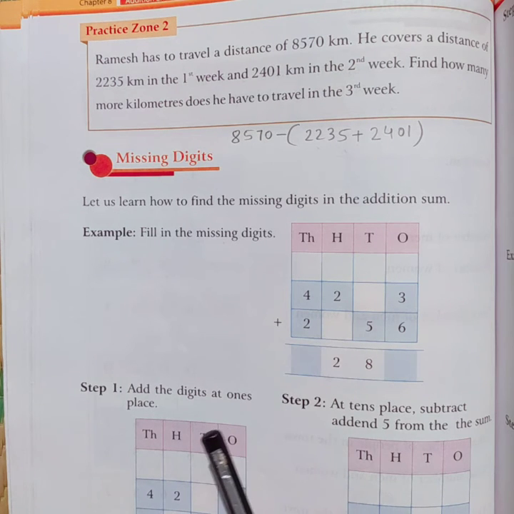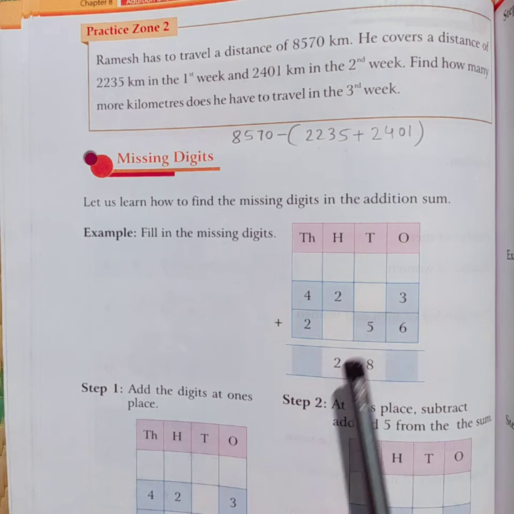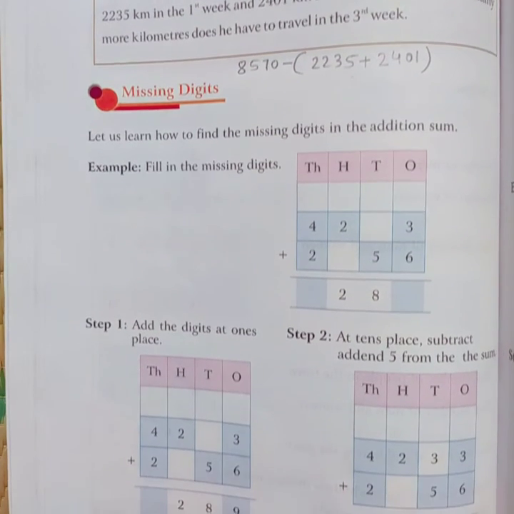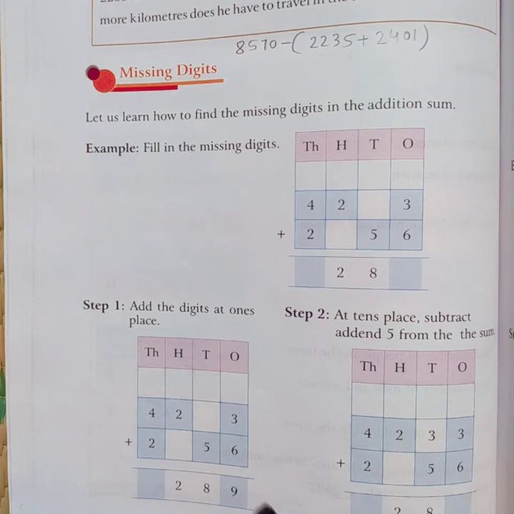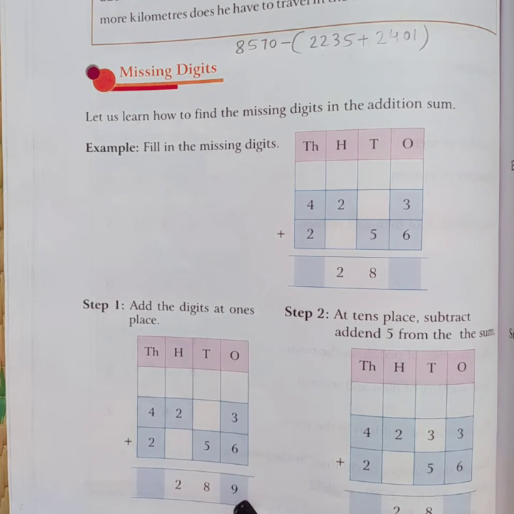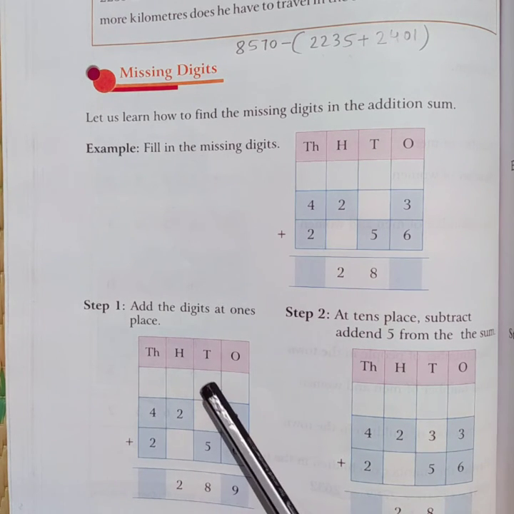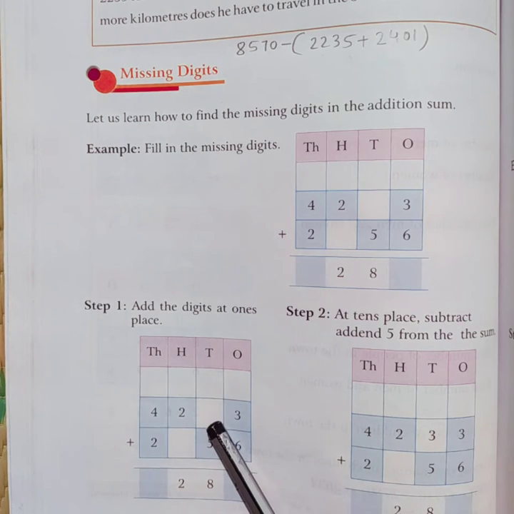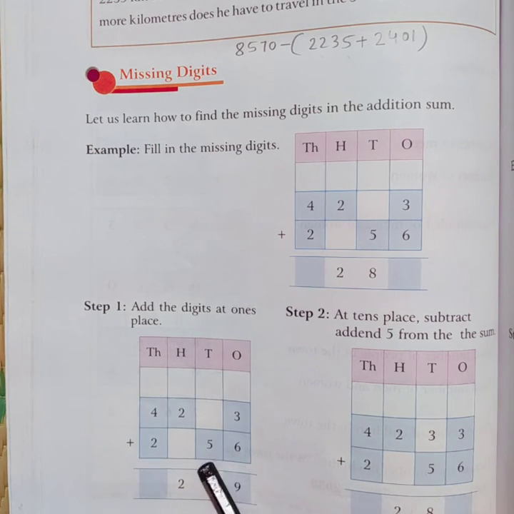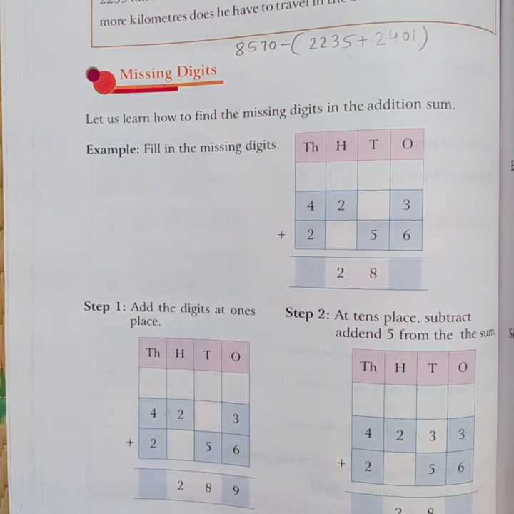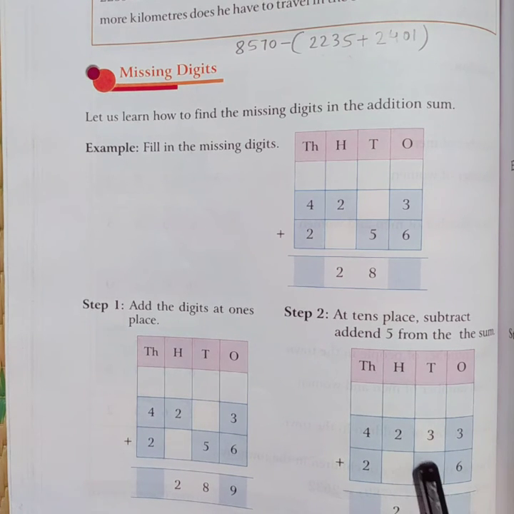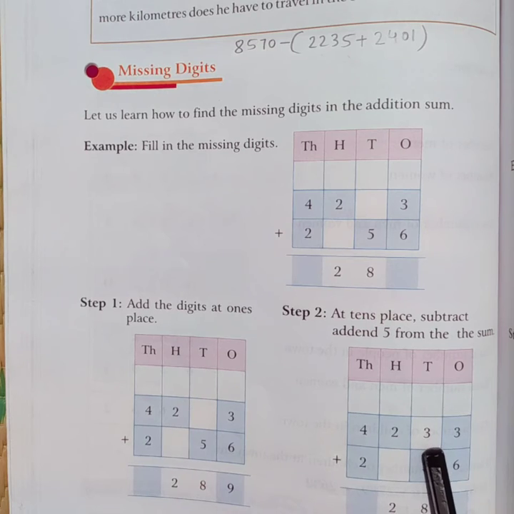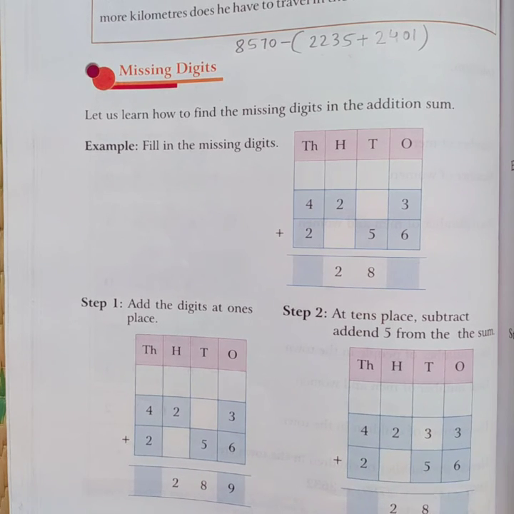Okay, so children, in the first step, add the digits at the ones place. In the ones place we have 3 and 6. So we need to add those numbers first. 3 plus 6 will become how much? 9. Next, in the tens place we don't have any digit. We have only 5. So which number do we have to write here to get 8? Yes, to get 8 we need to add 3. 3 plus 5 becomes 8.